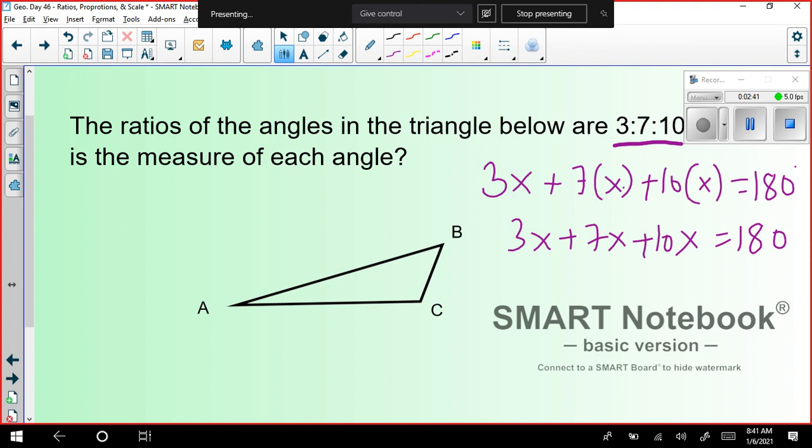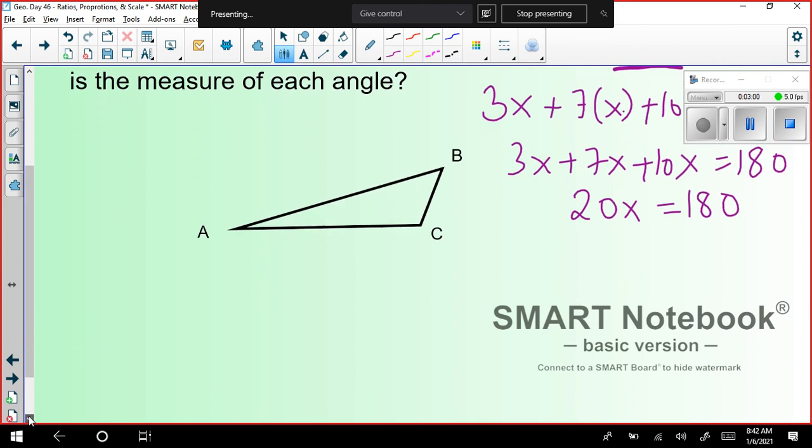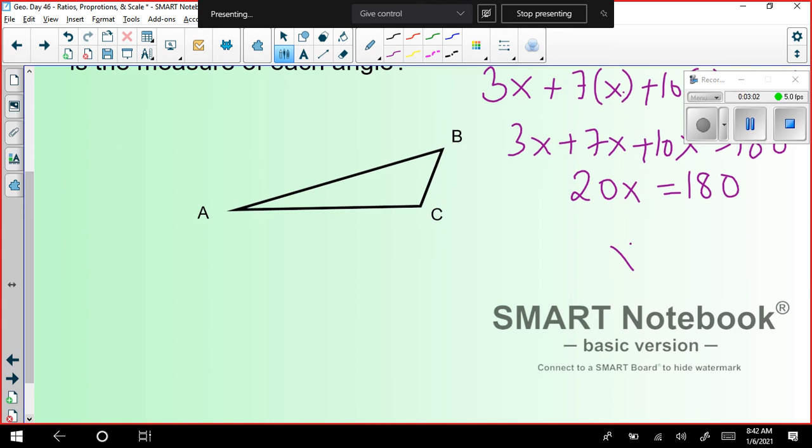If I add all the terms having x, 3 plus 7 is 10, 10 plus 10 is 20, so I'll have 20x equals 180 degrees. Dividing by 20 on both sides, I will get the scale x, and 180 divided by 20 is nothing but 9. So x equals 9.